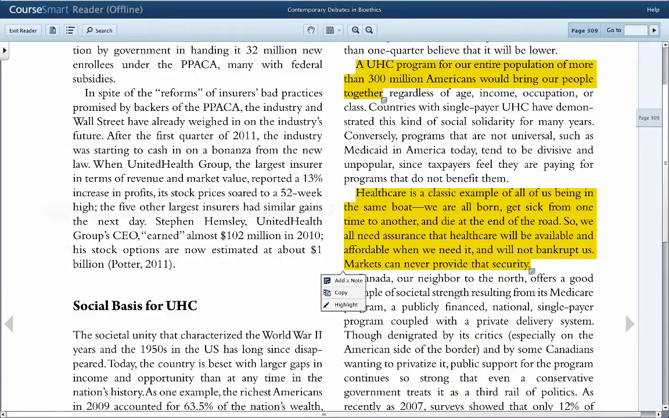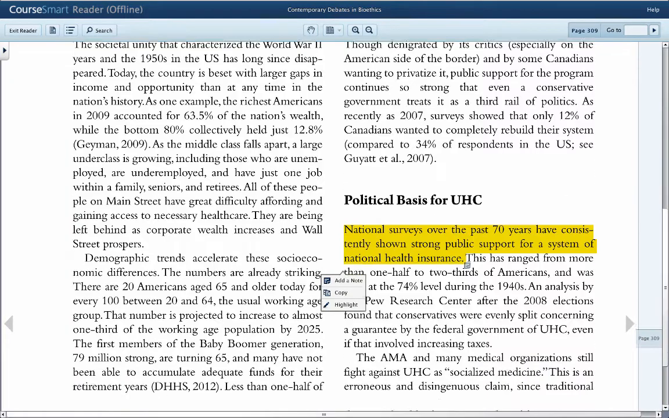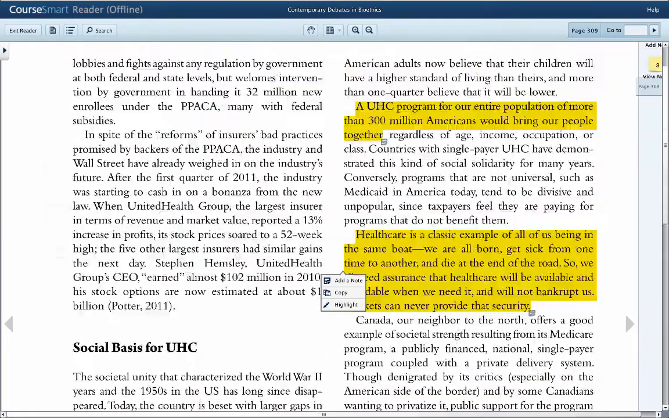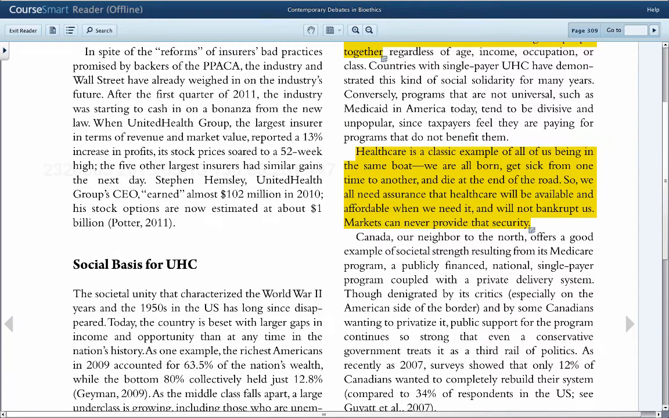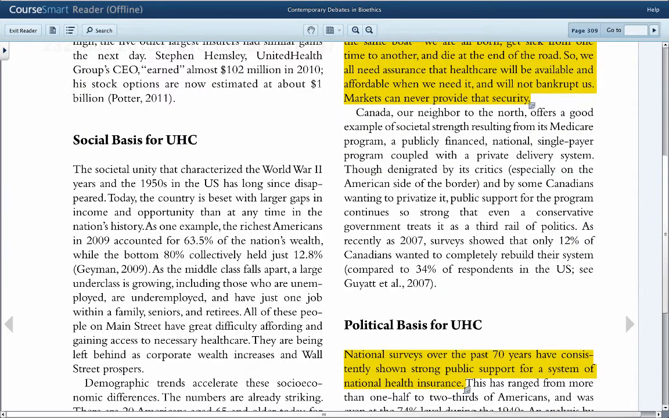What are the social bases for universal health care? Well, one of the important things that he raises in this section is the idea that a universal health care program for our entire population of citizens, he has in mind, of more than 300 million Americans, would bring our people together, regardless of their age, or their income, or their occupation, or their class. The way he puts it is that healthcare is a classic example of all of us being in the same boat. We're all born, get sick from one time to another, and die at the end of the road. So we all need assurance that healthcare will be available and affordable when we need it, and will not bankrupt us. But markets can never provide that security. Canada does it better than we do, he thinks.